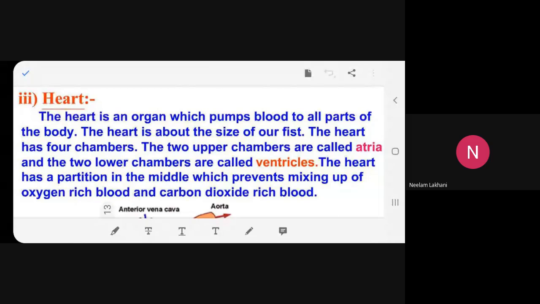The heart is an organ which pumps blood to all parts of the body. The heart is about the size of our fist. What is a fist? Fold your hand, hold your palm with your thumb inside. That is a fist.